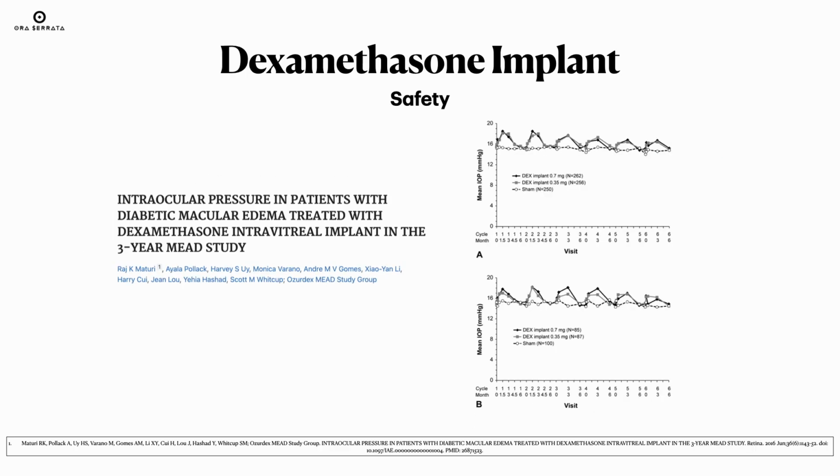So these intravitreal steroids are in a way effective. However, they may have a number of complications. The most common complication associated with dexamethasone implant is the rise in intraocular pressure. So this study, the MEAD study, showed that in cases of placebo, there was not much difference in the rise in intraocular pressure. However, in case of dexamethasone implant, there was an increase in intraocular pressure.